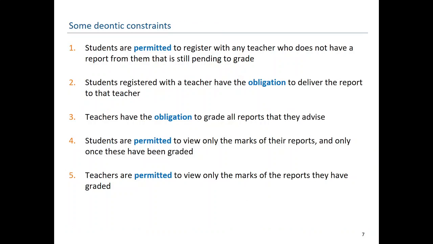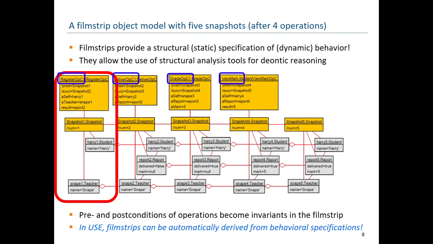Examples of deontic constraints for that system include those that determine when a student is permitted to register with a teacher, the obligations that both the students and teachers acquire, and the actions that are permitted to perform. For example, students are permitted to register with any teacher who does not have a report from them still pending to grade. Once registered, a student should deliver the report and the teacher has the obligation to mark it. The students can see their marks, but not the marks of other students, for instance.